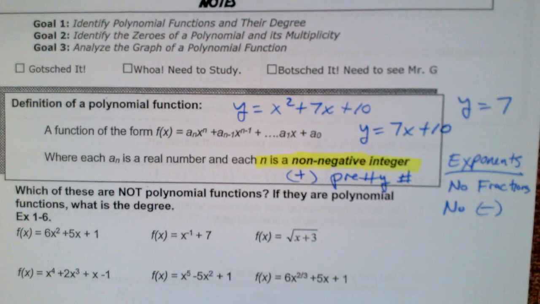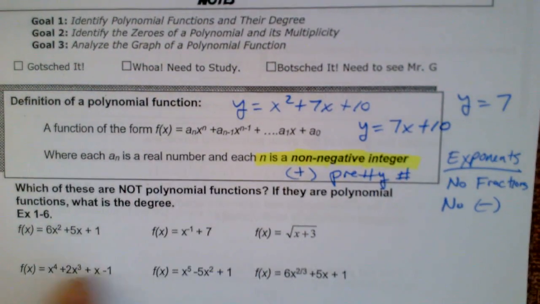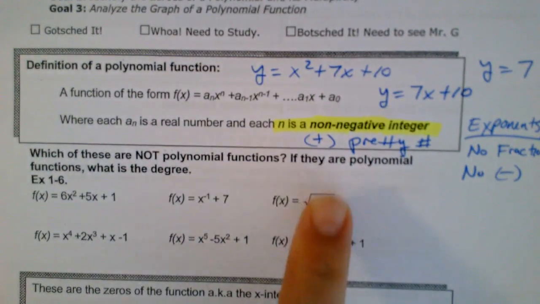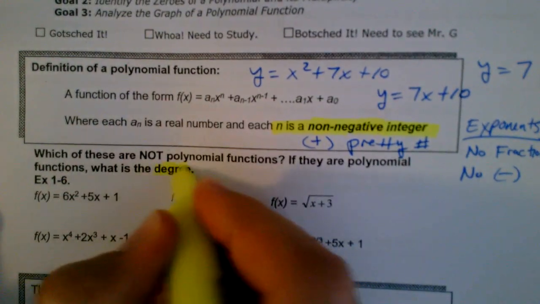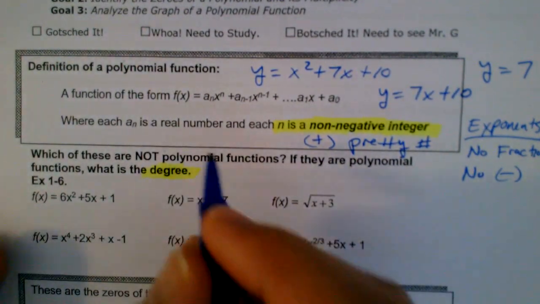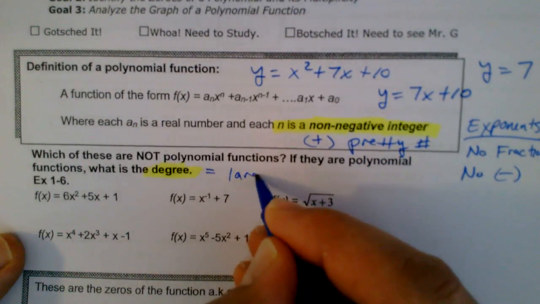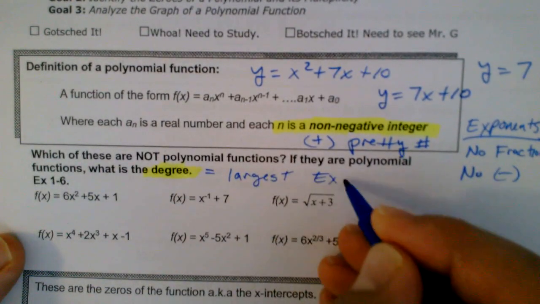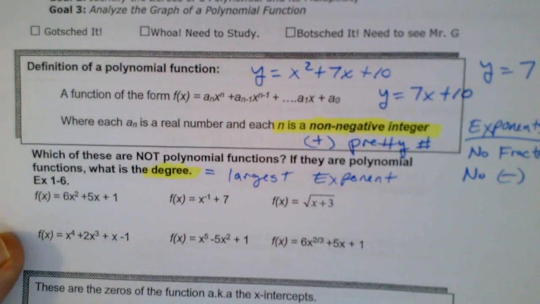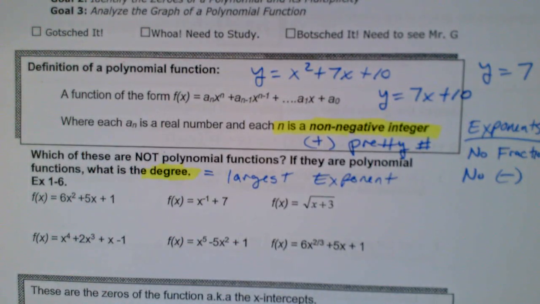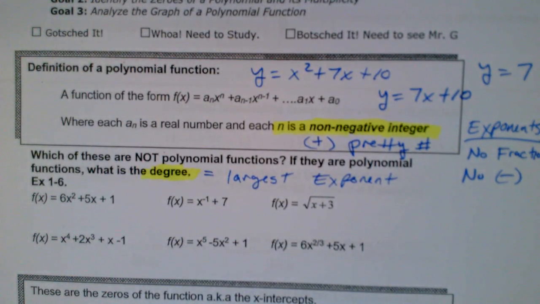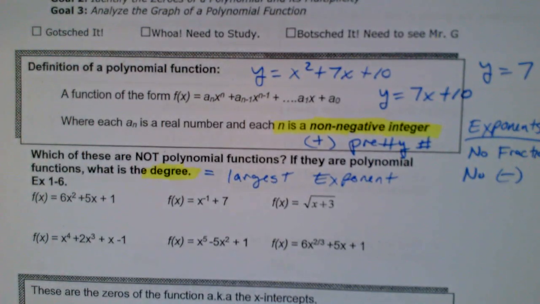Okay, so that's our first goal today, is we're going to look at these different functions and identify if it's a polynomial or not. So when you look at questions 1 through 6, we have to answer yes or no, polynomial function. Okay, if it is a polynomial, then we have to talk about its degree. Well, degree is the largest exponent. So if I want to look for the degree, I'm just going to pick out the largest exponent. So this is going to be a yes or no question, and if you answer yes, then we're going to have to come up with the degree, the largest exponent.